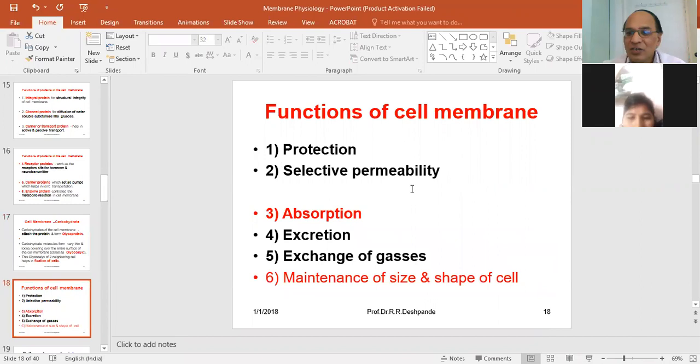Now, what are the functions of the cell membrane? Number 1, protection. Of course, the wall is there. So what is the wall for? It's like a fencing around the cell. It will protect from harmful substances like bacteria, viruses, toxins. They cannot enter into the cell.